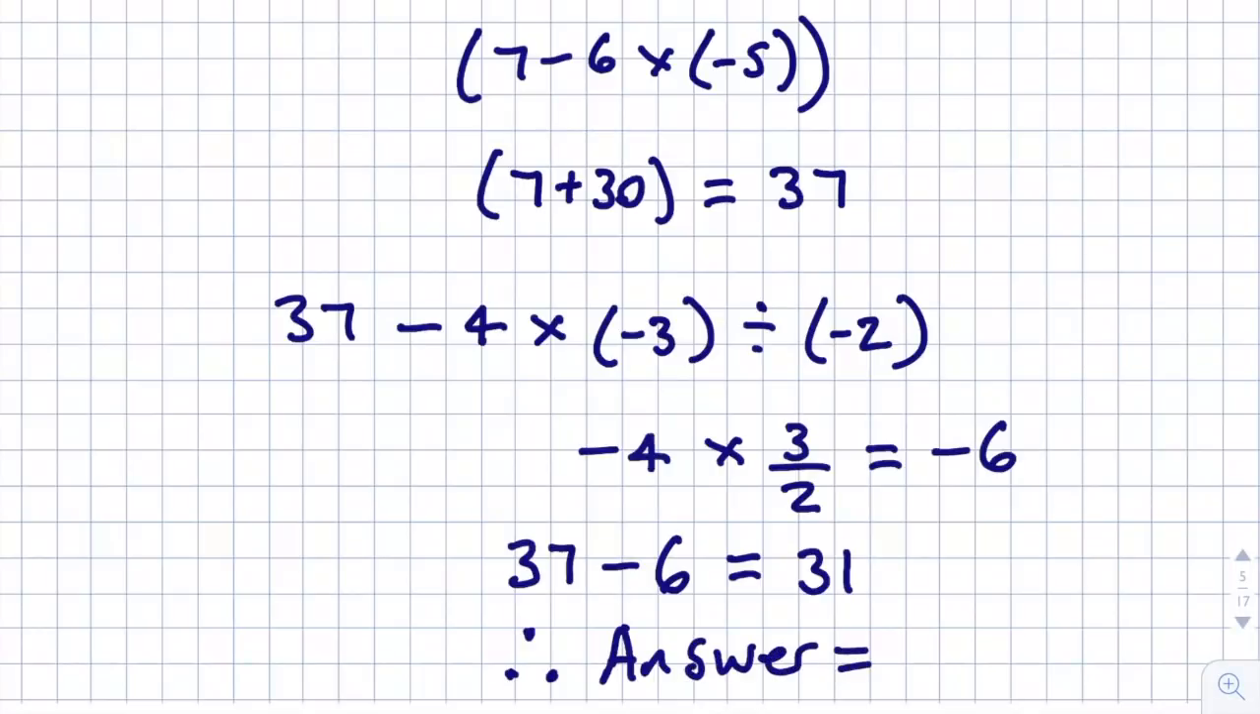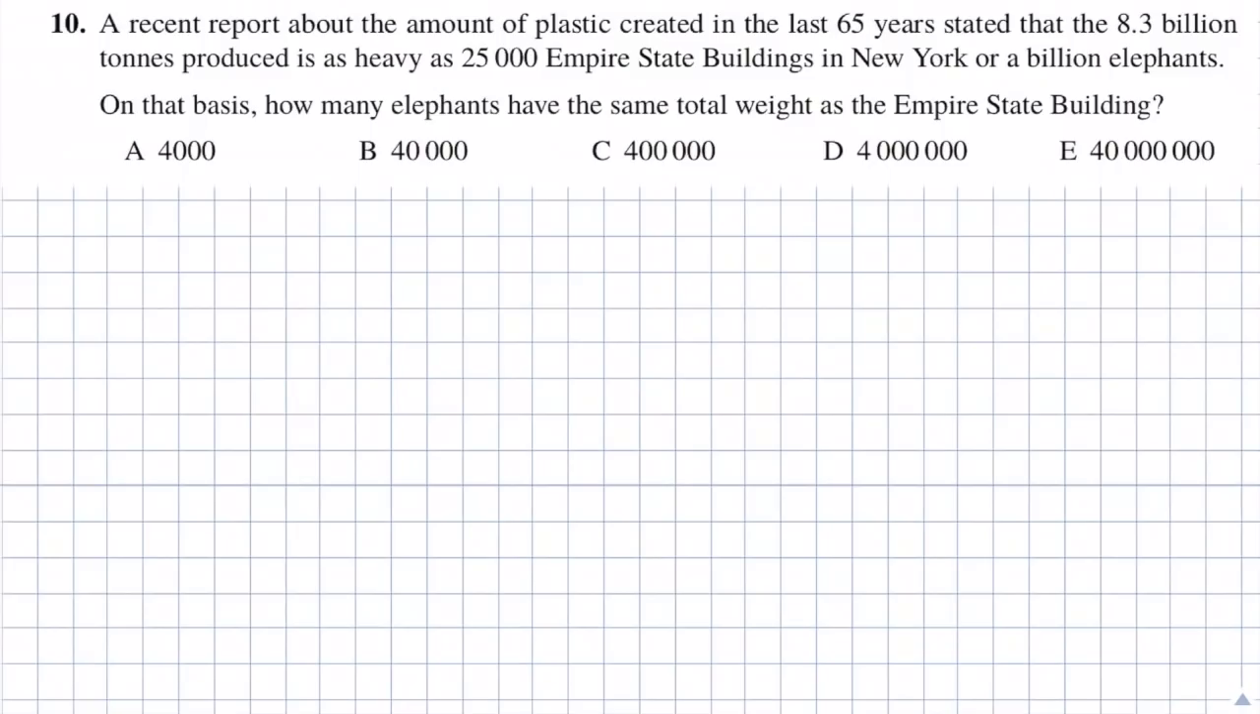final answer equals C. Okay, question 10 says a recent report about the amount of plastic created in the last 65 years stated that the 8.3 billion tonnes produced is as heavy as 25,000 Empire State Buildings in New York, or a billion elephants. On that basis, how many elephants have the same total weight as the Empire State Building? We've got answers as A is 4,000, B is 40,000, C is 400,000, D is 4 million, or E is 40 million.